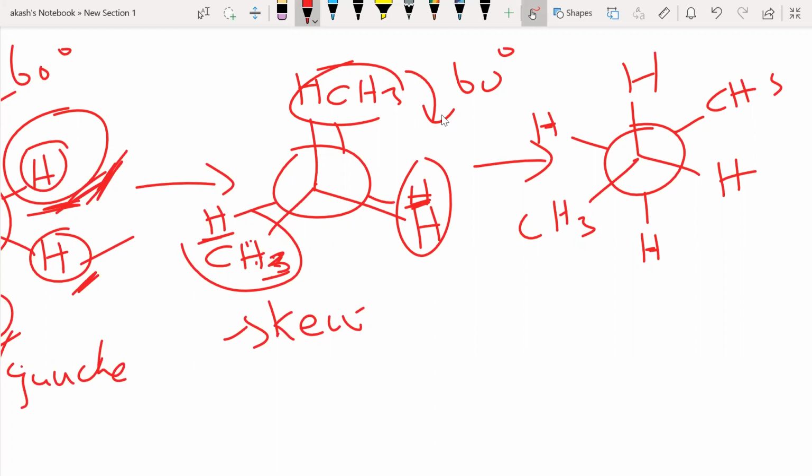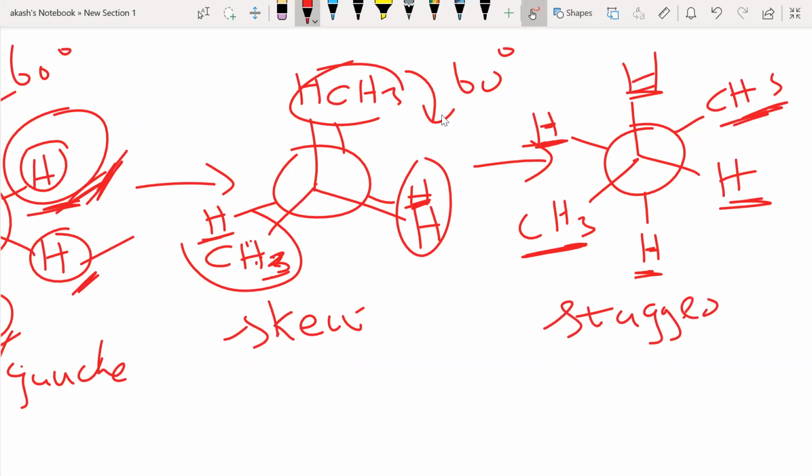Yes, it is staggered. Now you can easily see the methyl groups are farthest from each other. Methyl group on one side, exactly opposite side I have a methyl group. Hydrogen atom here, hydrogen atom exactly opposite. Hydrogen atom here, hydrogen atom exactly opposite. So this, guys, is my staggered conformation.